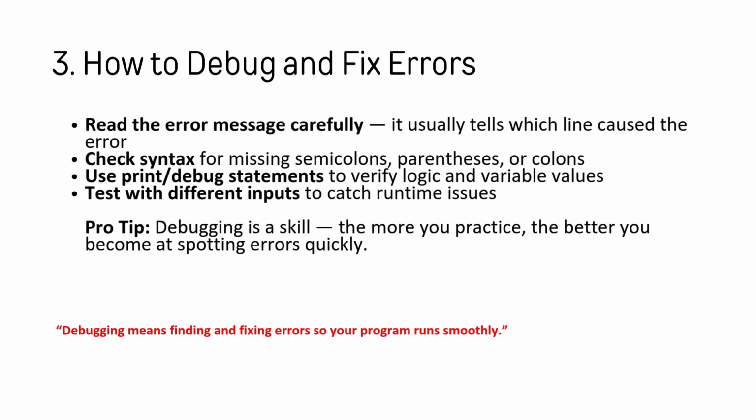Now comes the fun part, debugging. Debugging means finding and fixing errors so your program runs smoothly. So read the error message carefully. Check the syntax for missing semicolons, parentheses, or colons. Use print or debug statements to verify logic and variable values. Then test with different inputs to catch runtime issues. So debugging is a skill. The more you practice, the better you become at spotting errors quickly.